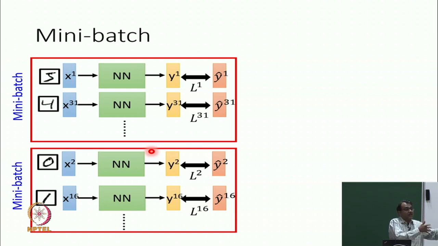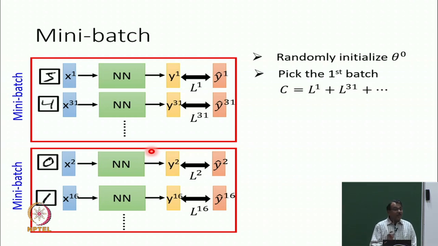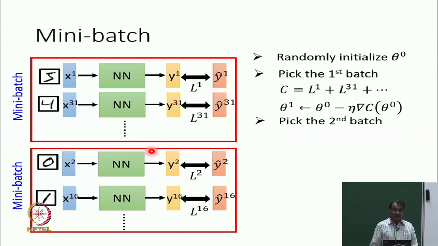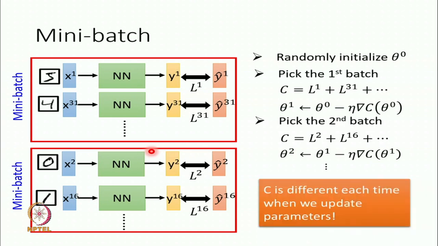One epoch goes over many mini batches and does many gradient steps. Okay, so again, just to go over the slides: randomly initialize theta 0, pick the first batch, compute the loss only on the data points that are in the first batch, do a gradient step, then pick the second batch, do the same thing, get the next theta 2, and keep doing this. The data points on which we update are different each time we update the parameters.